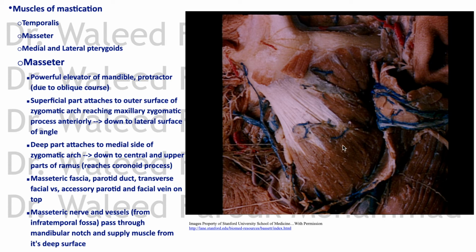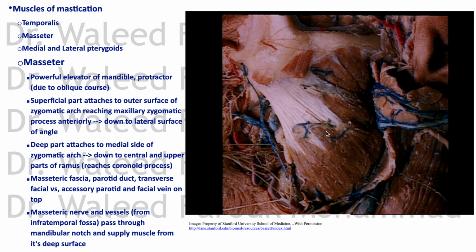So we have the facial vein, we have the parotid duct, we have the transverse facial vessels, we have accessory parotid lobules present around the duct, and we have the parotid itself. The facial process of the parotid itself covers the muscle. So it has relations to it, important to know.